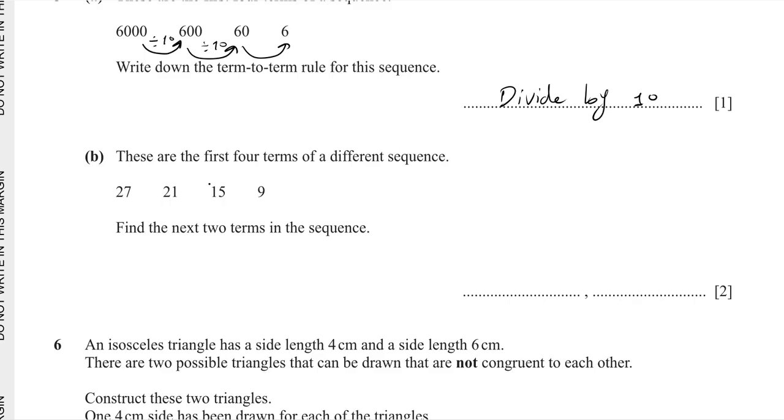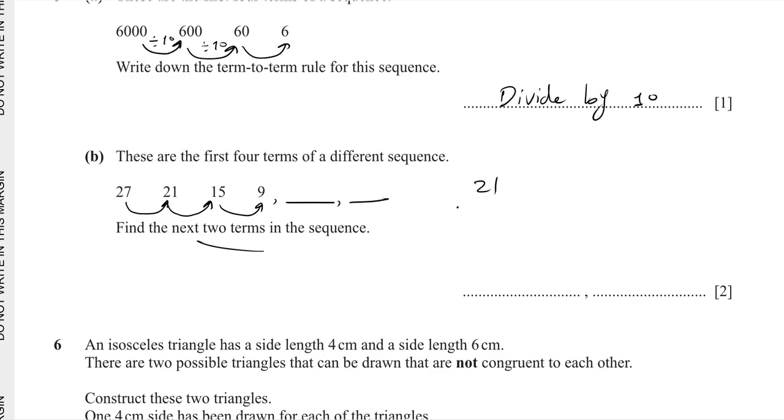Next, question B. These are the first 4 terms of a sequence. So we have another sequence where the first term is 27, then 21, and then 15, and so on. What we have to do is find the next 2 terms in the sequence. To do that, first we have to find the term-to-term rule. To find it, we take the first term and subtract it from the second.